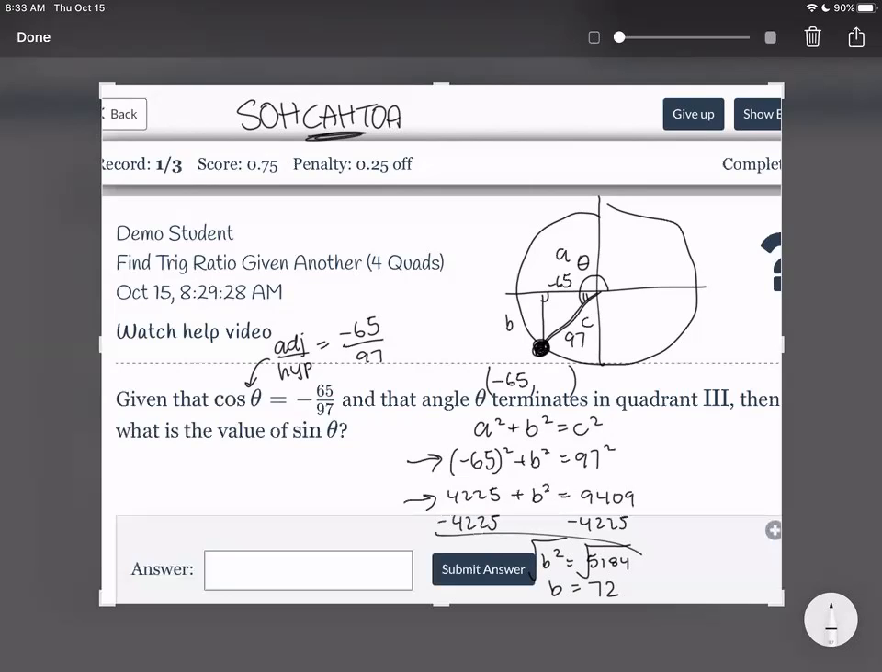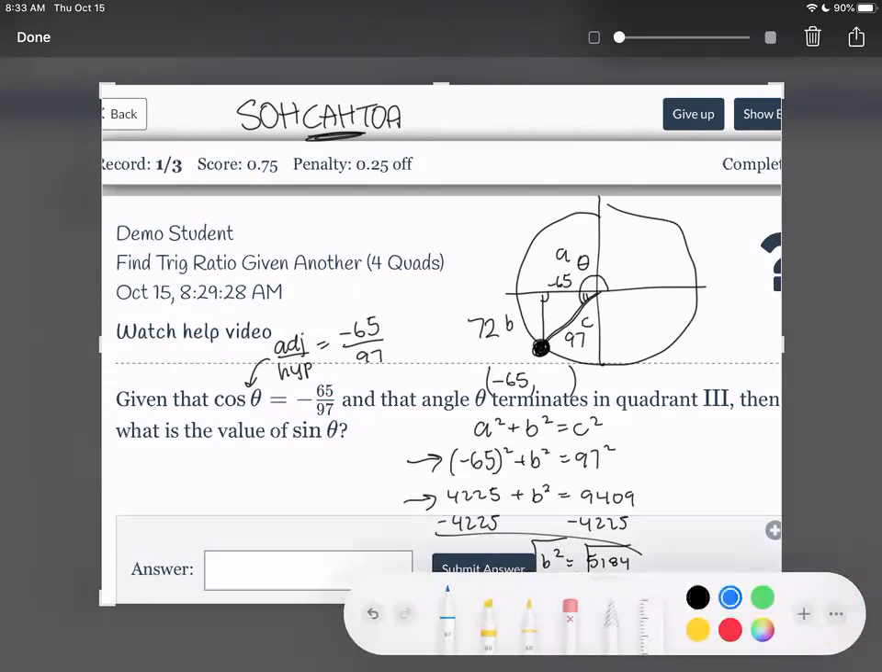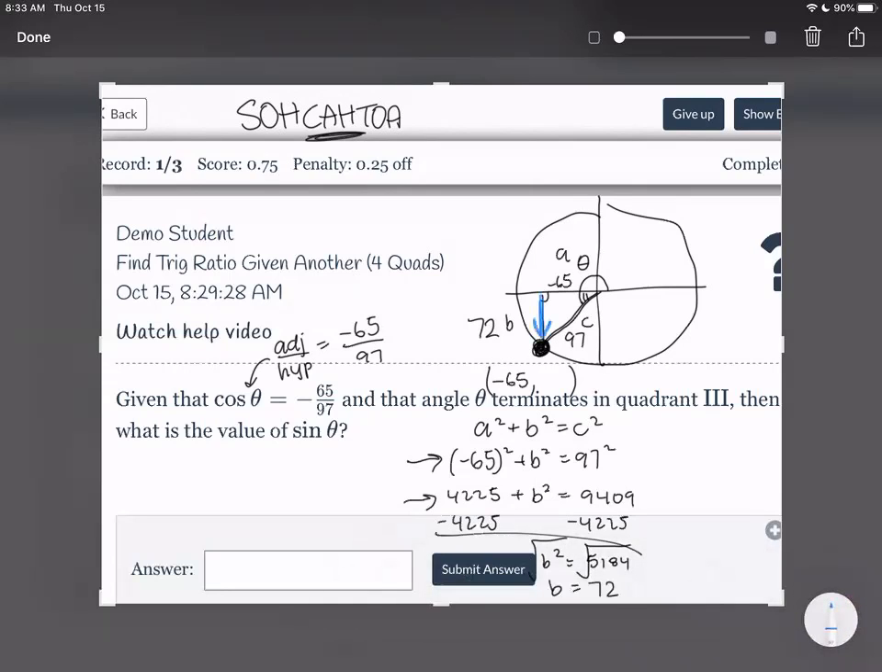Any questions up until solving for that b value? Okay, I'm going to put 72 over here. And then notice that this 72 is in the downwards direction. So from the origin, if you have to go downwards, this actually becomes a negative 72. So really our b value is a negative 72, which means our y value of this giant black dot is a negative 72. Technically our giant black dot has the coordinates of negative 65, negative 72. And so we have our triangle labeled. Are there any questions?